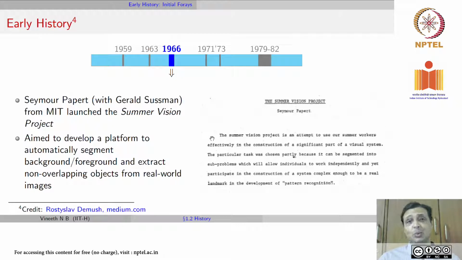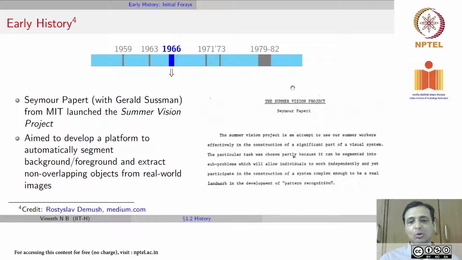Subsequently, in 1966, one of the earliest efforts in trying to come up with systems for computer vision happened at MIT, by Papert and Sussman, who decided that they could use a bunch of their summer interns to develop an end-to-end system for computer vision. They thought they could take a few summer interns and develop a platform to automatically segment foreground and background and extract non-overlapping objects from real-world images. And this is something that they thought they could achieve within a summer.